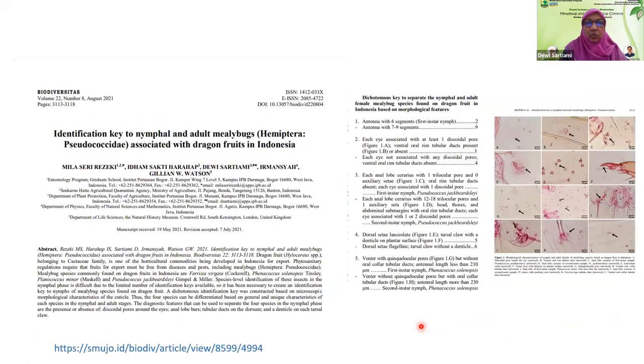And one of the students already made keys here to help identify even the nymphs, because the quarantine officers need these keys to recognize and declare that our dragon fruits are free from mealybugs targeted by other countries.